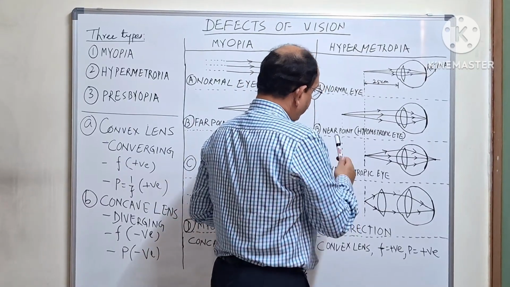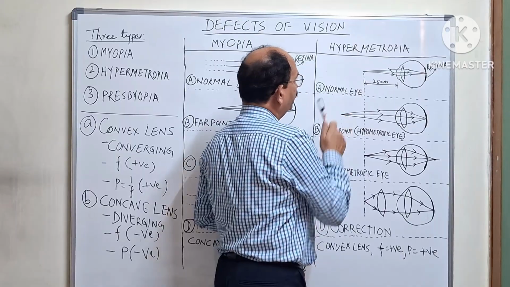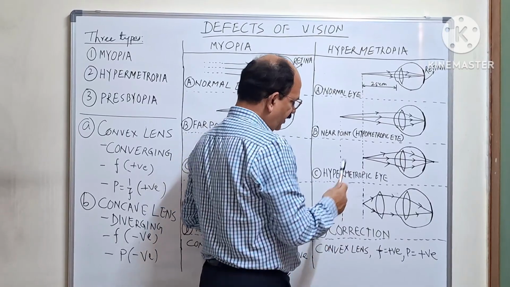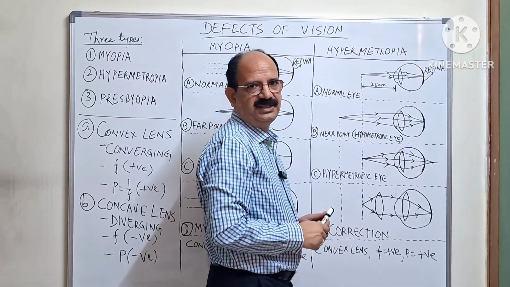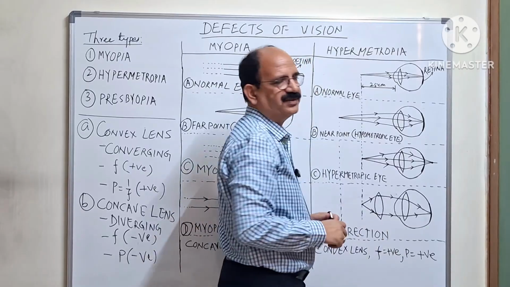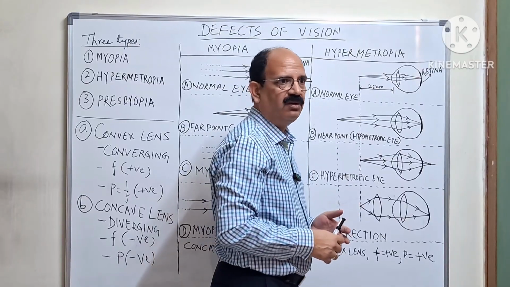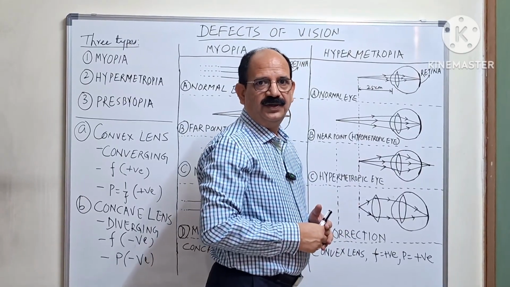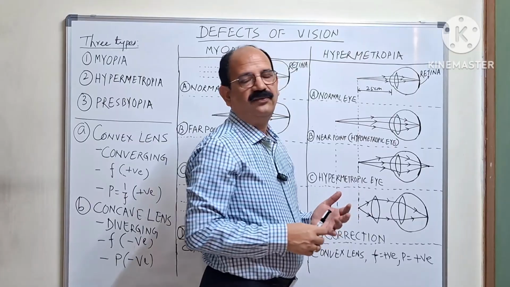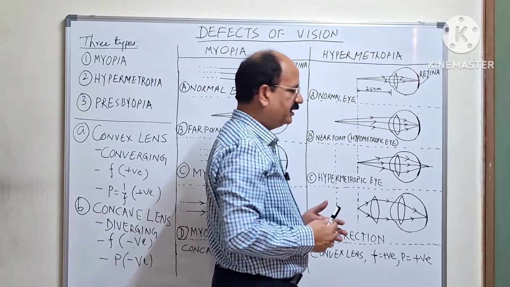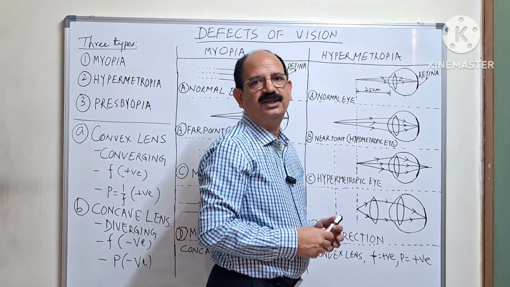So correction for the hypermetropic eye is a convex lens, and convex lens focal length is positive, therefore power is positive. You might have heard that I have got a negative power or I have got a positive power. This is all related with what kind of error has happened, the defects has happened in the eye, and then what is the corrective lens which is being used.